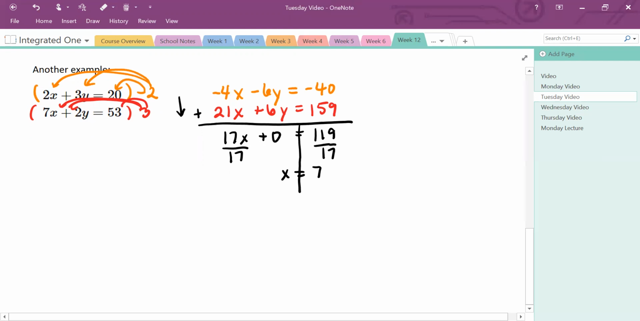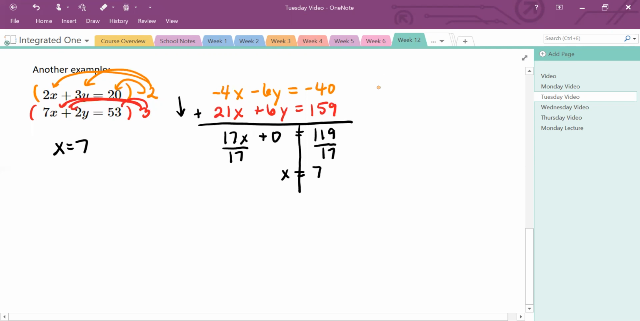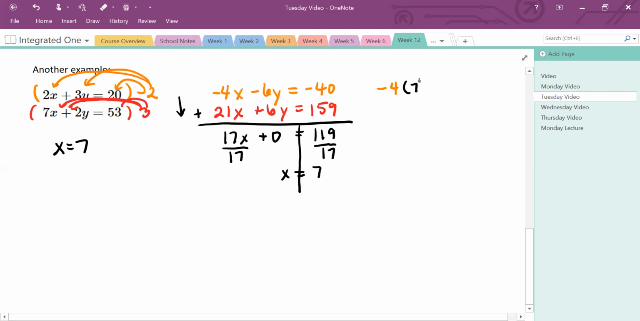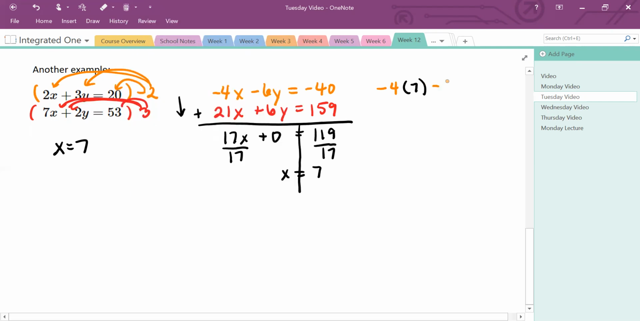Now I just need to find the y value, because I know my x is equal to 7. You can use any of these four equations to find that y value, right? So which one shall we use? Well, let's use this one. Remember, I know what x is, and I'm finding y. So negative 4 times 7 minus 6y is equal to negative 40.